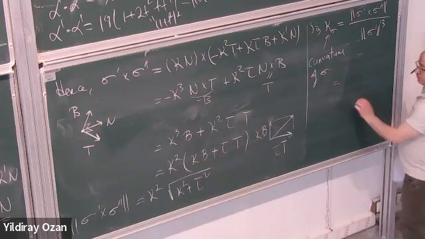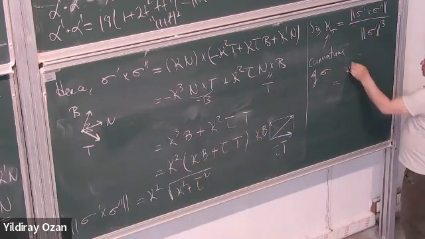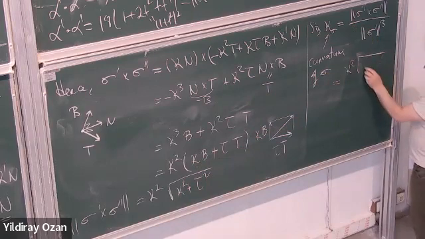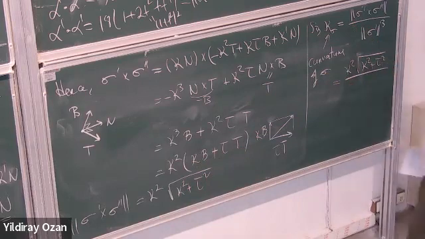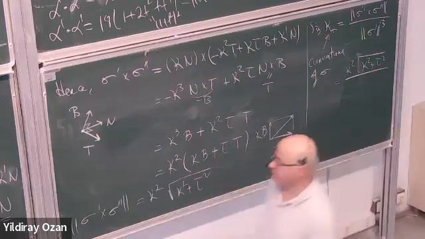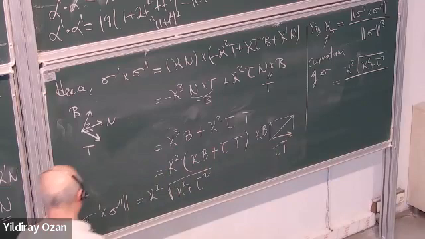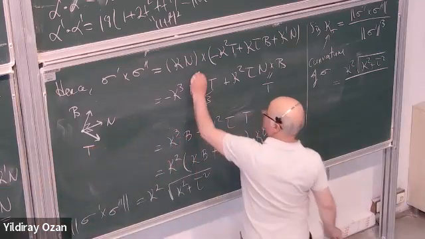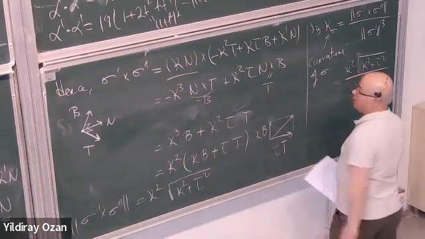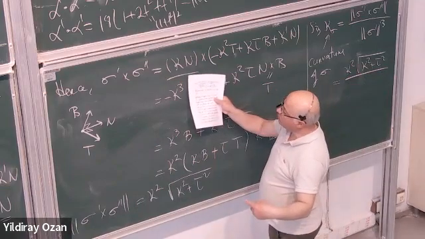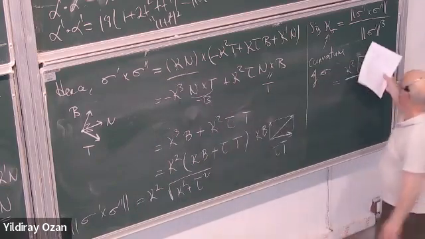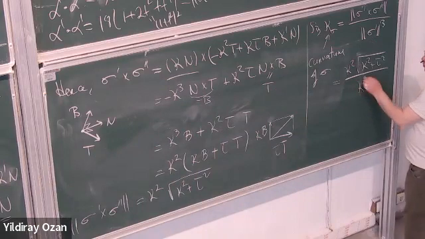Okay. So this is just kappa squared times the square root of kappa squared plus tau squared, and then sigma prime. Sigma prime was what? Sigma prime was kappa times n, right? Its norm is just kappa, and then you have cubed, so this is kappa cubed.